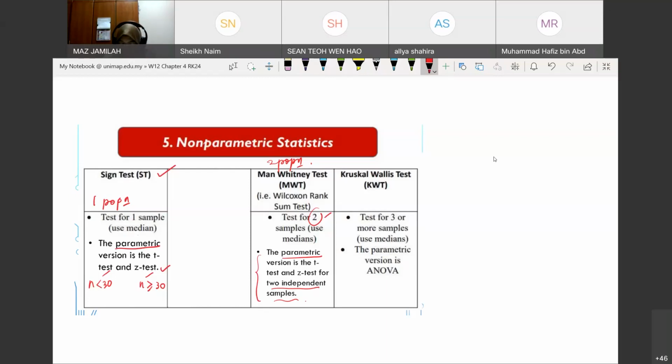And last but not least, for three or more populations, if you have normally distributed data, you are going to use your ANOVA. If your data is not normally distributed, you are going to use the Kruskal-Wallis test. Okay, so that's all for the Kruskal-Wallis test.